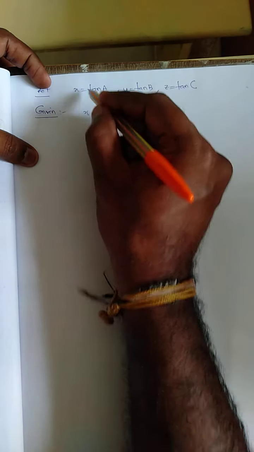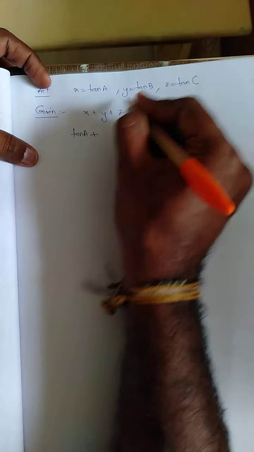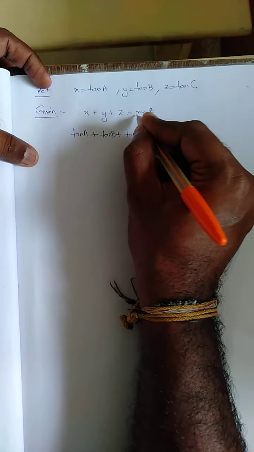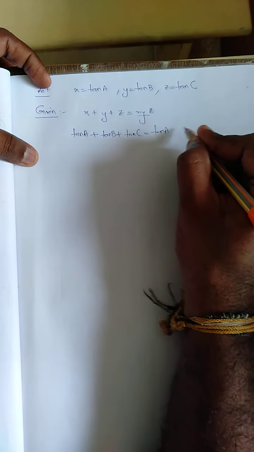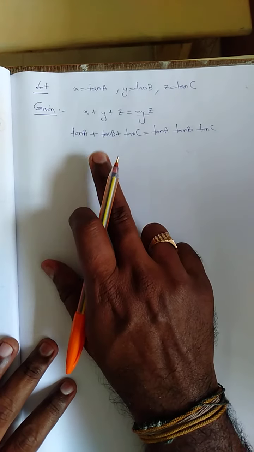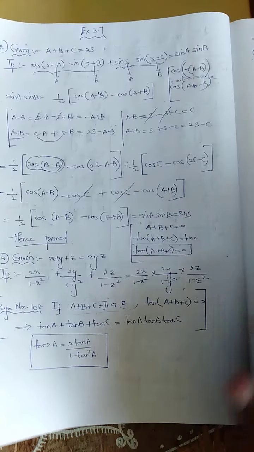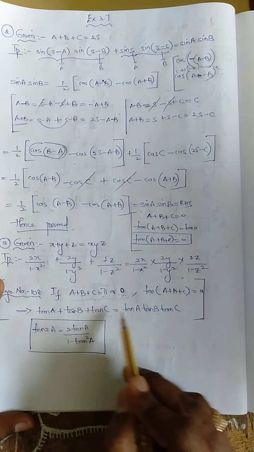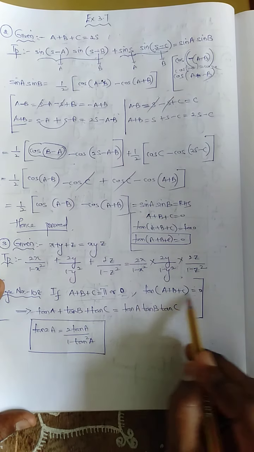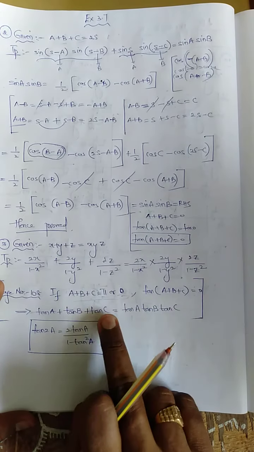So what is x we have assumed? The x we have assumed is nothing but tan a. Y we assumed tan b. What is z? Nothing but tan c. What is xyz? Tan a into tan b into tan c. So what we have got: tan a plus tan b plus tan c is equal to tan a tan b tan c. When will this result occur? Only if tan of a plus b plus c equals 0 can we get this result.